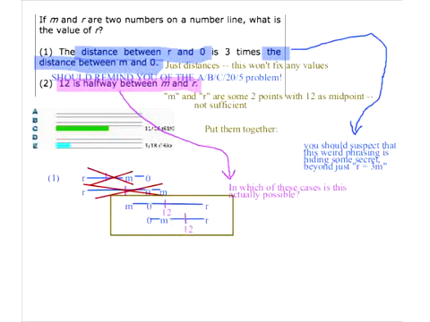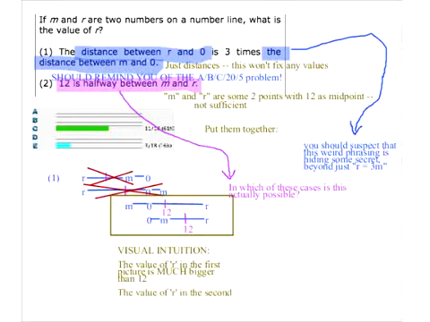If you don't have that sort of visual intuition, you can skip out on the work by just saying that the value of R in the first picture is a lot bigger than 12. But the value of R in the second picture is closer to 12. So that's insufficient. There's two different values. If not, let's just work out the algebra.